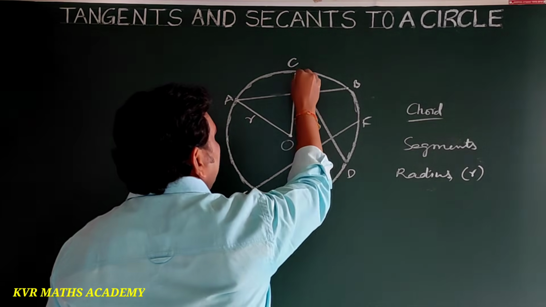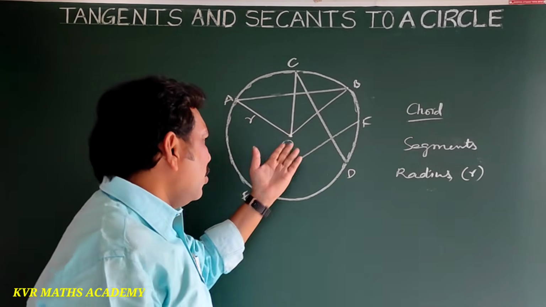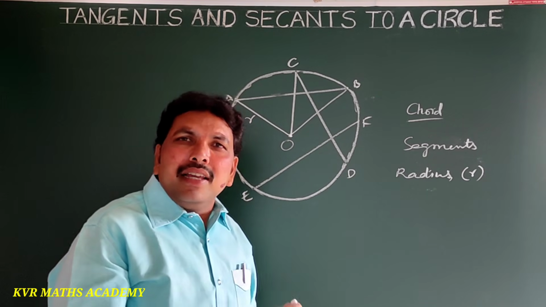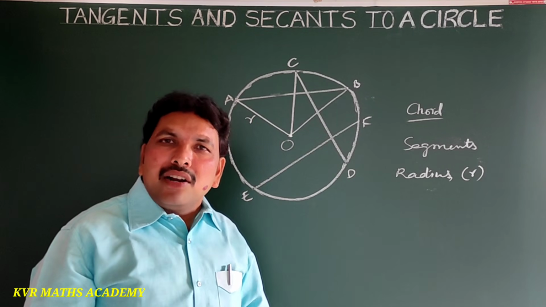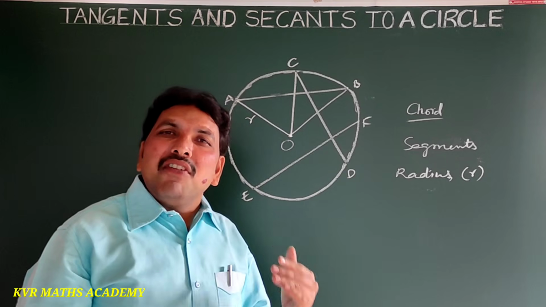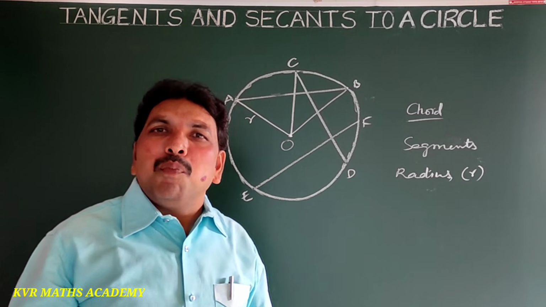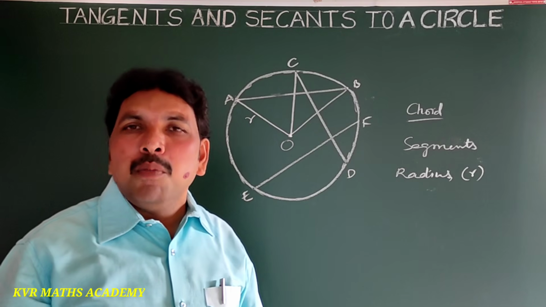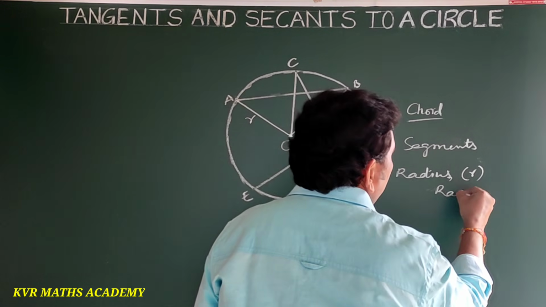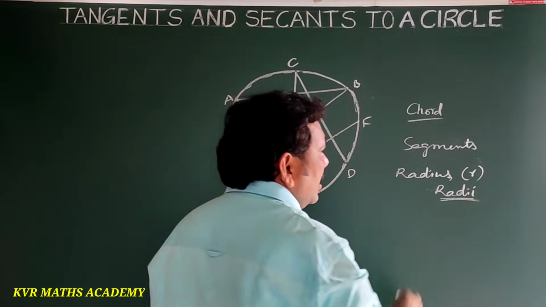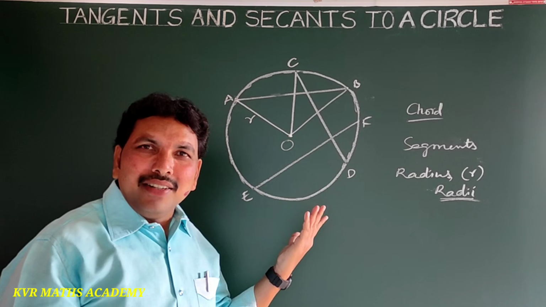Next, OC is another radius. OB is another radius. Next, OF, OD, OE. In a circle, we can draw an infinite number of radii. Radii is the plural form of radius. Yes, we can draw an infinite number of radii in a circle.